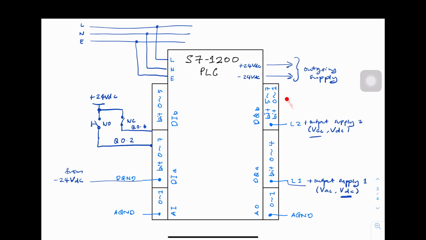For digital output, assume that we're going to connect one of the bits from the digital output to an indicator, for example, and that indicator requires positive 24 volt DC supply. Therefore, positive 24 volt DC supply has to be connected to L1, assuming that this indicator is connected to bit 2 of the digital output channel. One end of the output device has to be connected to the terminal, and the other end has to be connected to the negative 24 volt DC.